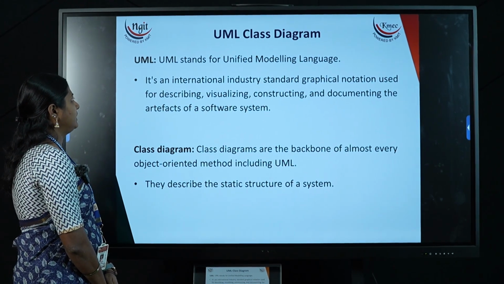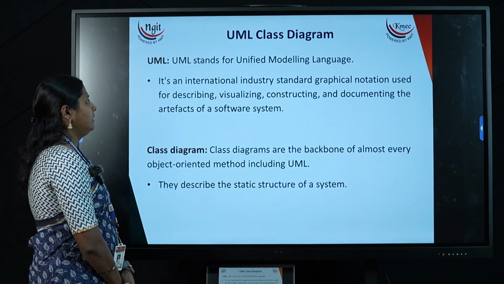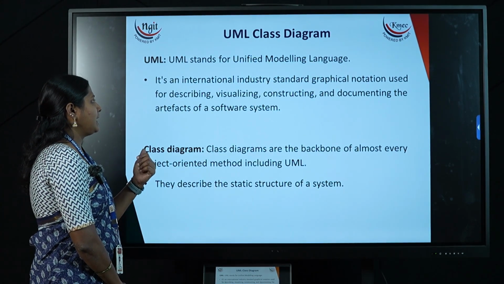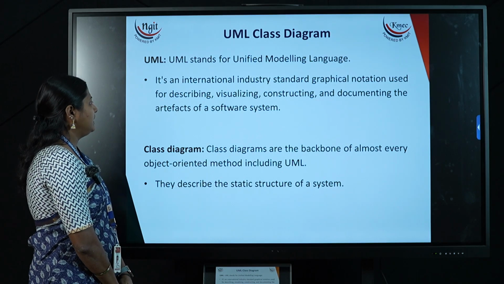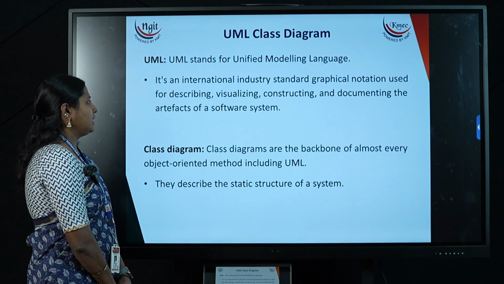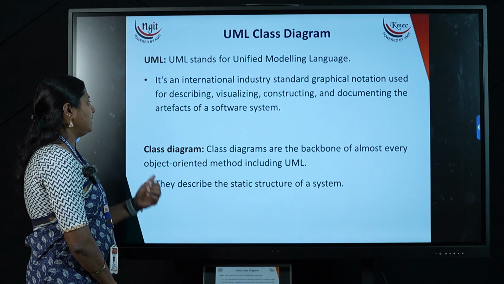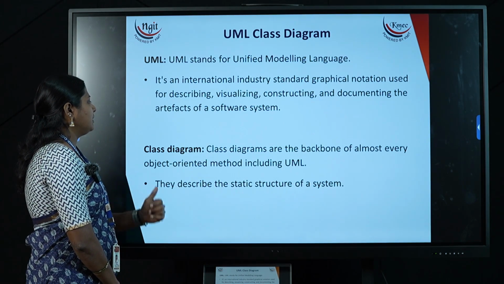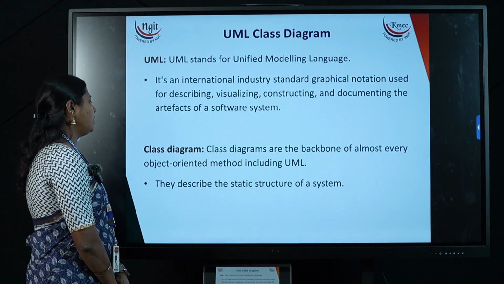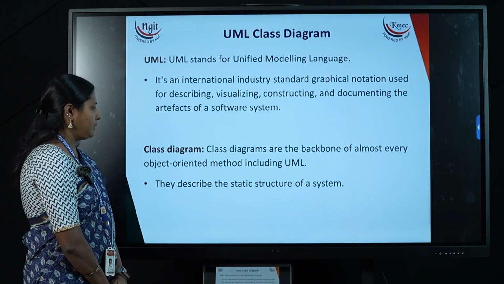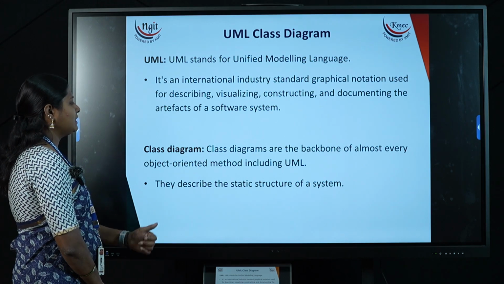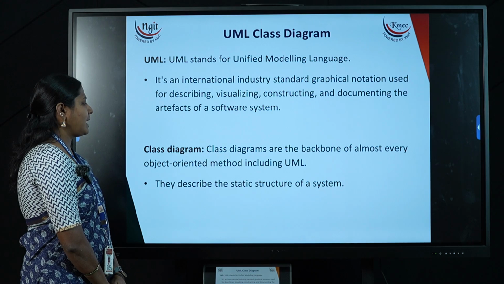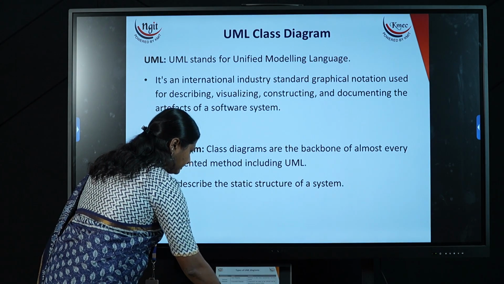Coming to the UML class diagram, UML is a standard Unified Modeling Language, an international industry standard graphical notation used for describing, visualizing, constructing and documenting the artifacts of a software system. The class diagram is the backbone of almost every object-oriented method, including UML. It describes the static structure of the system.